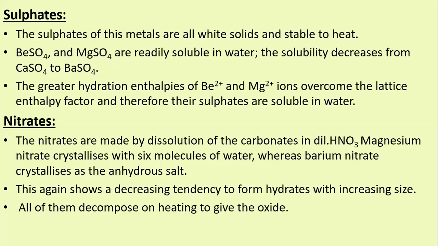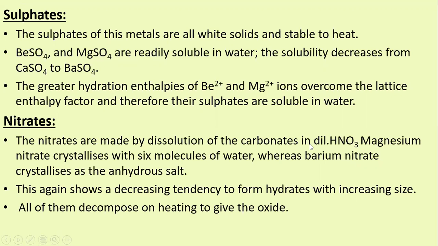So previously we have completed carbonate and sulfate, so now we'll move on to the last term, nitrate. Okay, see here, the nitrates are made up by dissolution of the carbonate in dilute HNO3, which is dilute nitric acid. Here, magnesium nitrate crystallizes with 6 molecules of water, whereas barium nitrate crystallizes as the anhydrous salt.